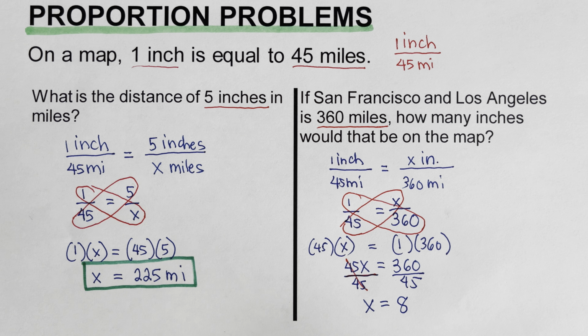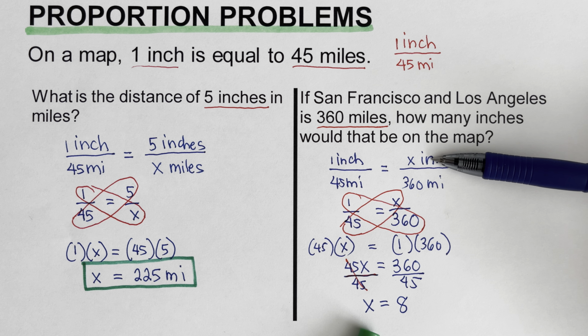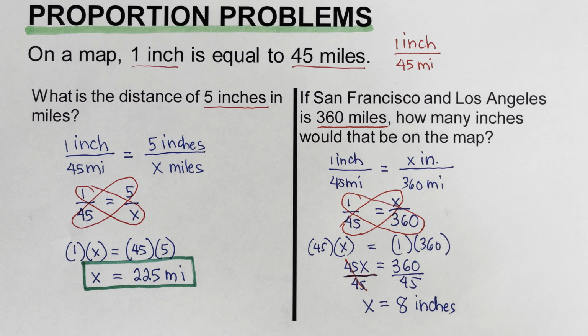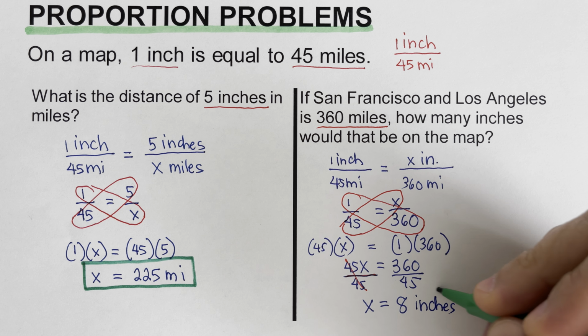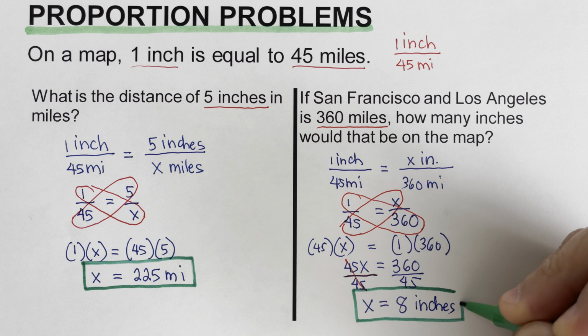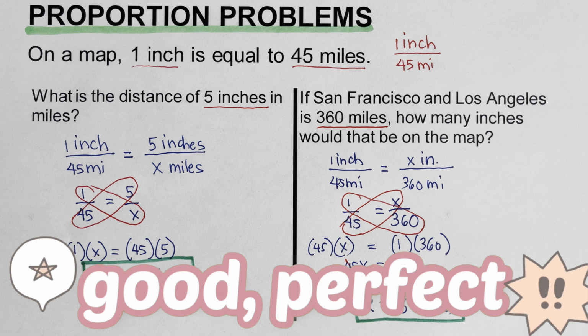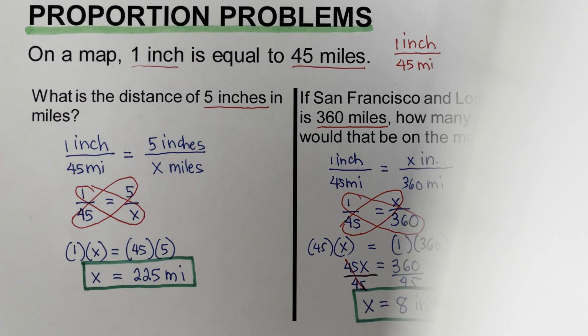Since we said x inches, the unit for x here is inches. So that means the distance between San Francisco and LA would be represented on the map as 8 inches. And that is equivalent to the actual distance of 360 miles. Did you get the same answer as this? Good. Perfect. Now let's move on to the next example.